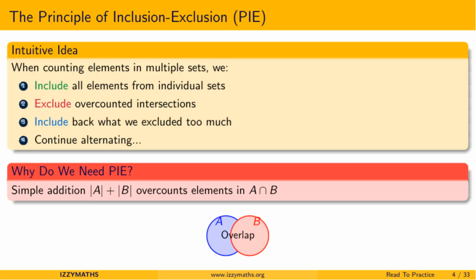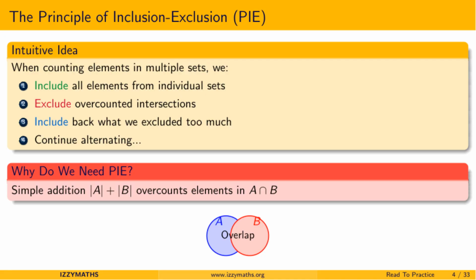But why do we need PIE at all? The problem is that simple addition, like the absolute value of A plus the absolute value of B, overcounts elements that appear in both A and B. Look at this Venn diagram. The overlap region gets counted twice when we simply add the sizes of A and B. The principle of inclusion-exclusion provides the systematic correction needed to count each element exactly once.